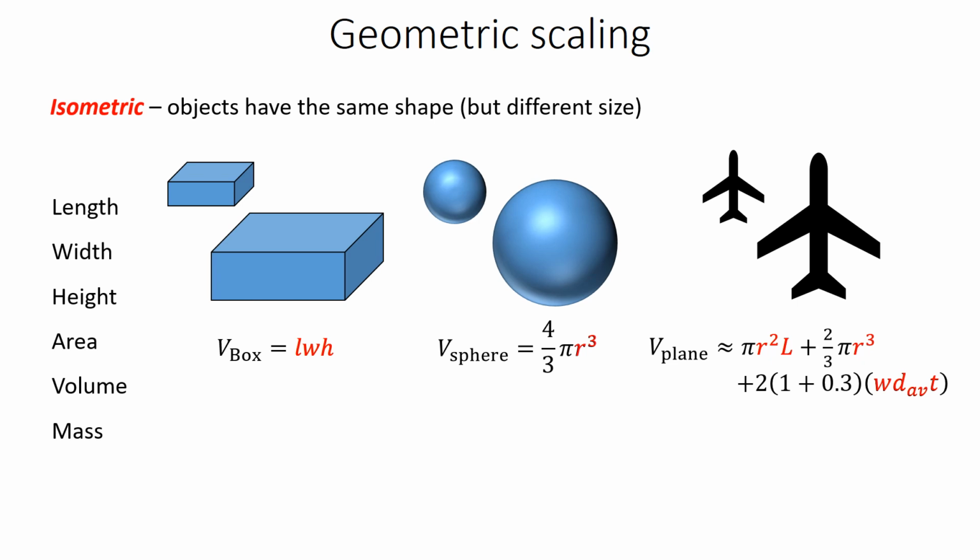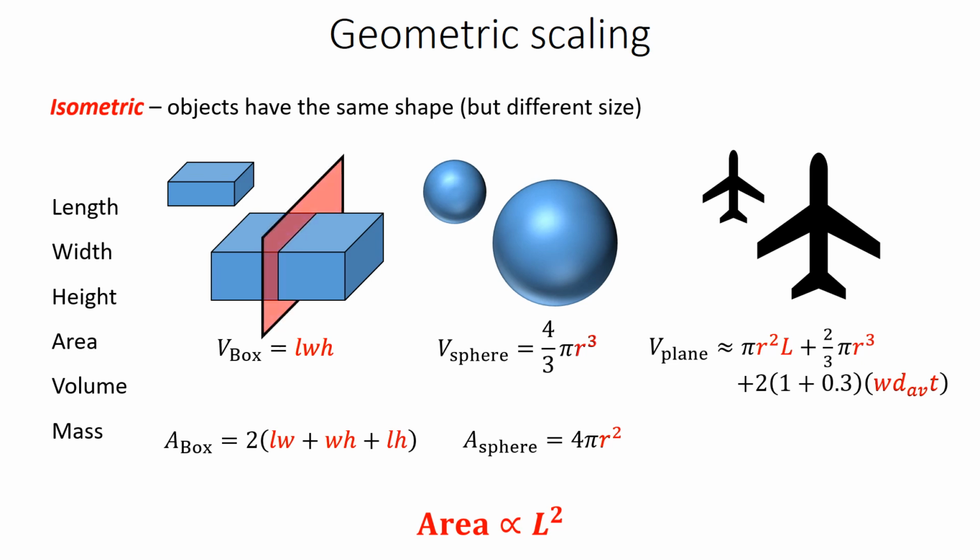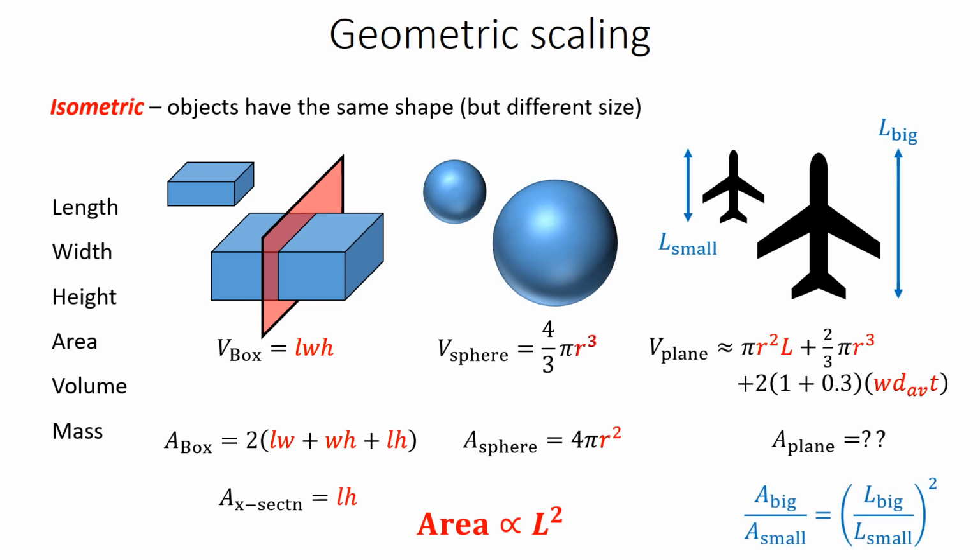You've probably already encountered the formula for surface area of a box or a sphere. When it comes to calculating an area, we have the product of 2 lengths. This is true if we consider the cross-sectional area of an object as well. So when we are asked to compare the area of two isometric objects, we don't have to know the exact formula for an area calculation. Because area is proportional to a length squared, when we compare their areas, we can simply look at the ratio of lengths squared.